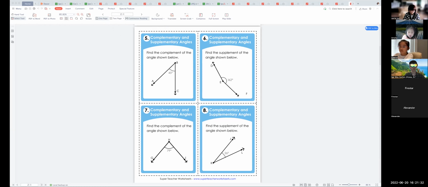Amelia, are you done? Okay, let's look at the first one. It says complementary. Eleanor, let me teach you: when you see this word begins with C, use 90 minus the number, so it equals 45 degrees. Yes, supplementary is 180. Very good. So 180 minus 162 equals 18 degrees. And this one is 90 minus 79 equals 11 degrees. And this one is 180 minus 26 equals 154 degrees.